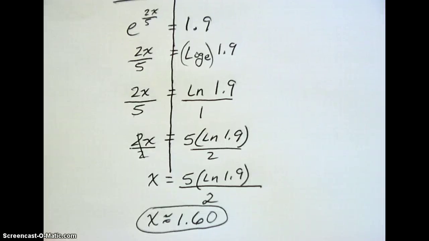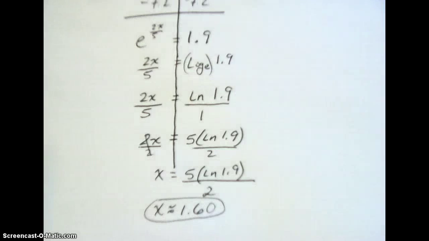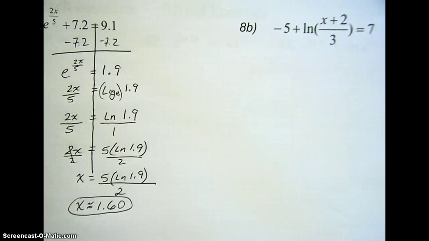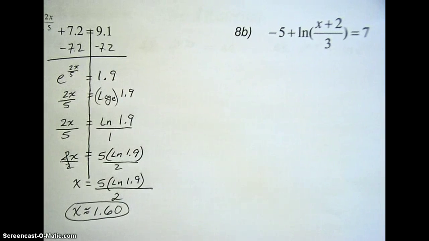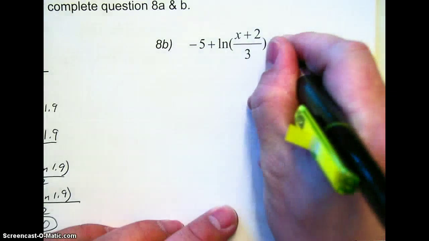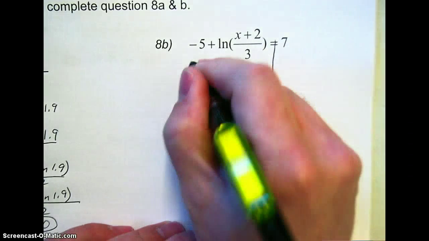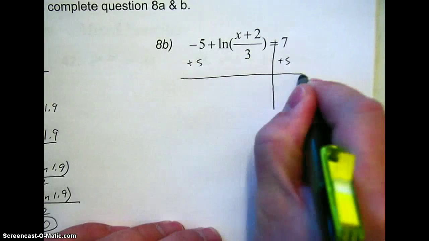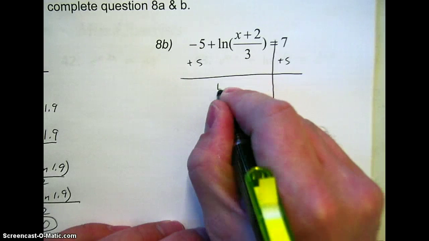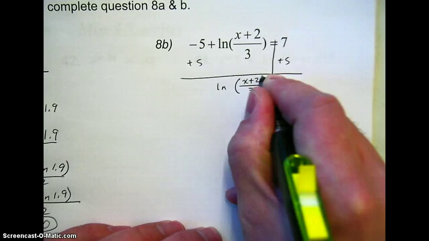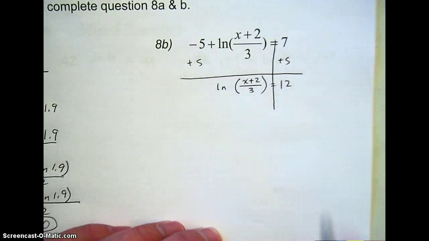All right. Hey, I want you to go ahead and try 8B. Try 8B now. Yeah, there's 8B, so you can see it. Okay. Hey, let's go ahead and go through this. What's the first step? Plus 5. Yeah, let's add 5. Let's get rid of that 5 first. Okay, add 5 to both sides. We get the natural log of x plus 2 over 3 is equal to 12.